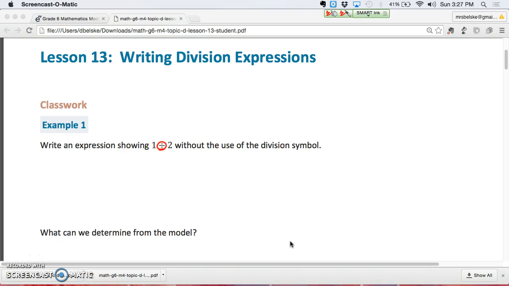So similar to what we were talking about last week with multiplication, in that side by side you multiply. So if I wanted to write 3 times b, I'd write it like that. Or I could write 3 times 7 in parentheses like that, and that means multiply. Today we're going to be writing division in a different way. So number 1 says, write an expression showing 1 divided by 2 without the use of the division symbol.